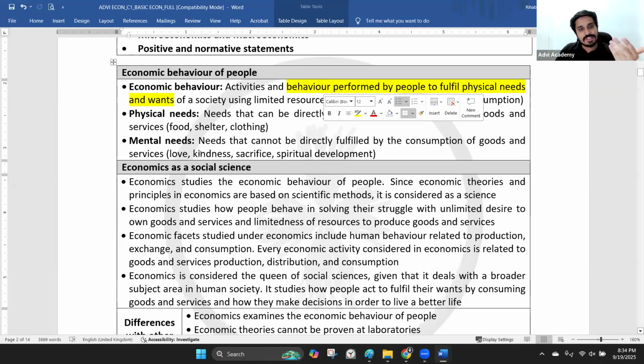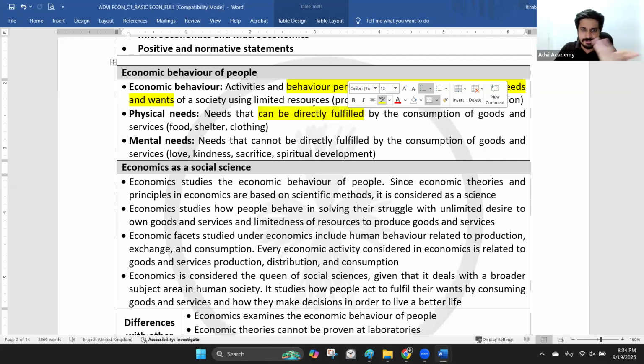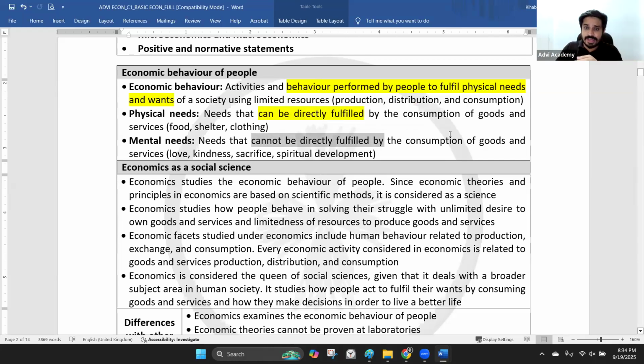Okay. So we have something called physical needs, which we can directly fulfill, such as food and shelter, what we eat, what we wear, whatever. And then we have something called mental needs, which cannot be directly fulfilled by goods. Goods means anything that we can physically see and touch. For an example, love, kindness, sacrifice. You can't give a pen and say I love you. No, the pen is not the love. The love is the love, right? So those are not things that can be directly fulfilled by goods.